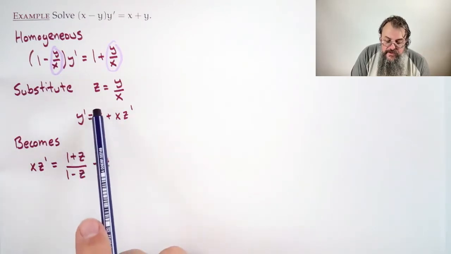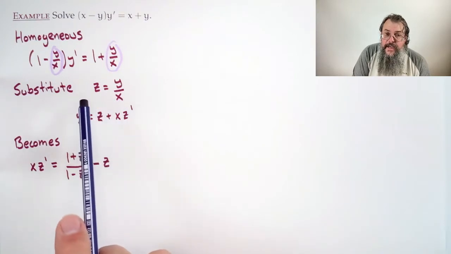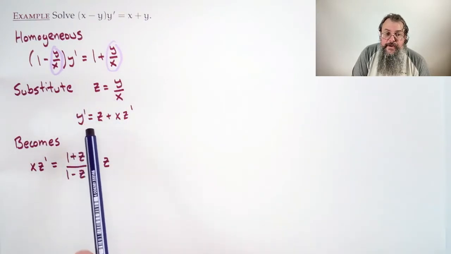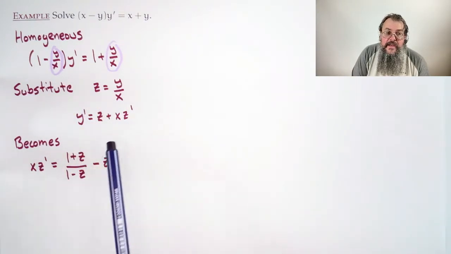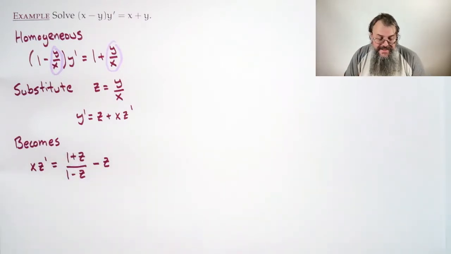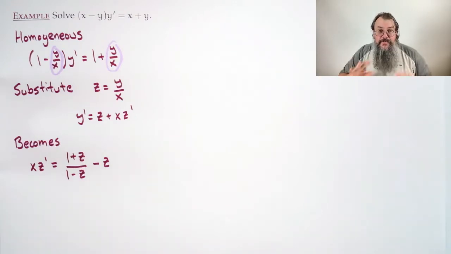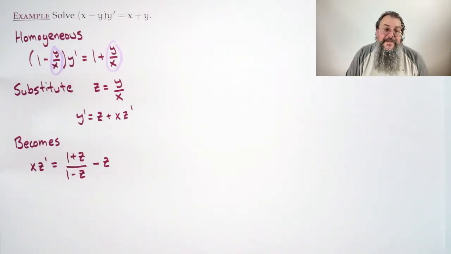So you make the substitution z equals y over x. If you solve for y, you get y equals x times z, and you can find y prime equals z plus xz prime. And so this becomes, after a little bit of algebra, xz prime equals 1 plus z over 1 minus z minus z. So there's a little bit of stuff that was done before, but now we join our problem currently in progress. So, how do we keep going?